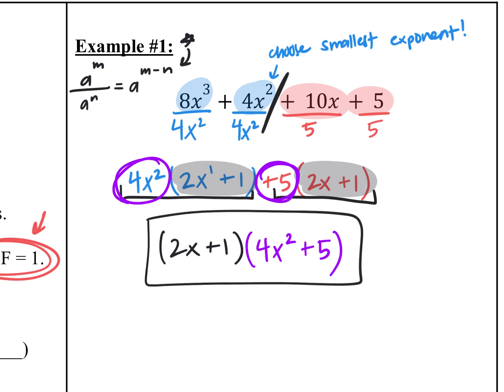If we would actually do the FOIL method for this one, where we actually create the box and we foiled, we would end up getting exactly what we started with up at the beginning. So kind of cool. So we're just working in reverse. And let's look at another example.